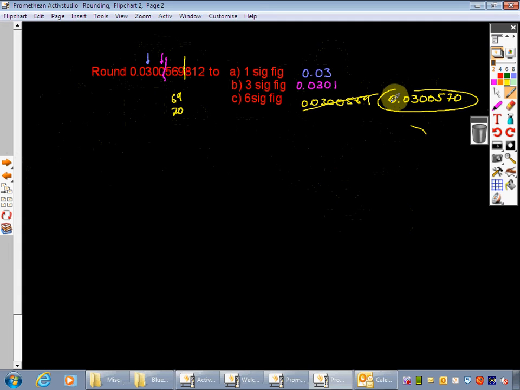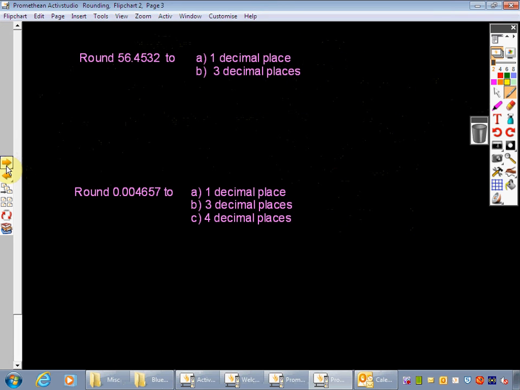Just moving on quickly to more stuff on rounding, is the decimal place system of rounding. Lots of students find this a bit more straightforward. Decimal places are just the number of places after the decimal point. So in this number here, 56.4532, that is the first decimal place, that is the second decimal place, that is the third, and that is the fourth. 1, 2, 3, 4, because the decimal point is there.